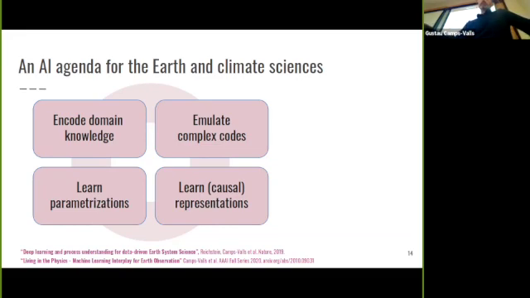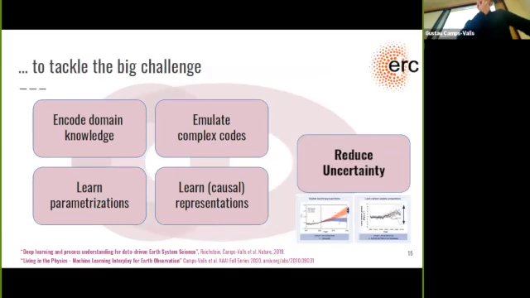In physics and, of course, in earth and climate sciences, we want to extract useful representations. And for doing what in particular? Well, in order to tackle the big challenge. The big challenge is essentially to reduce uncertainty of the projections.